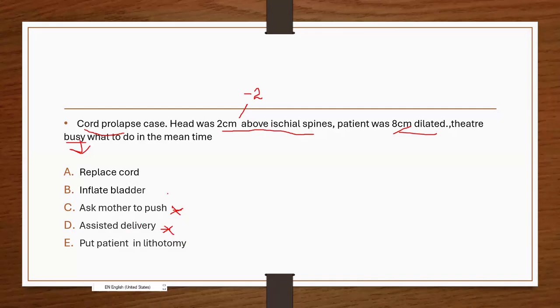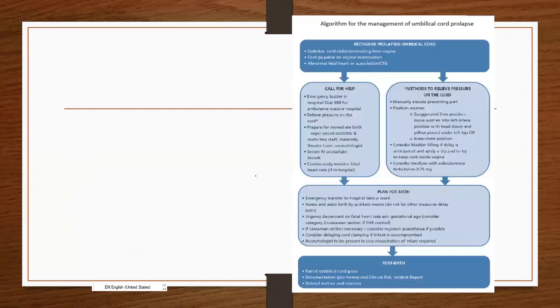So that is wrong. Then go through the other options: replace the cord, inflate the bladder, put the patient in lithotomy. Now you need the knowledge on the management of cord prolapse, so let me have it in a brief way. They have mentioned manually elevate the presenting part. That you are not going to do first, just keep it aside. This means you are trying to push the head of the baby up. If it is head, you push it up. If it is buttocks, you push it up so that it's not compressing the cord. But just don't do it at first. This shows it as the first, but just forget it.